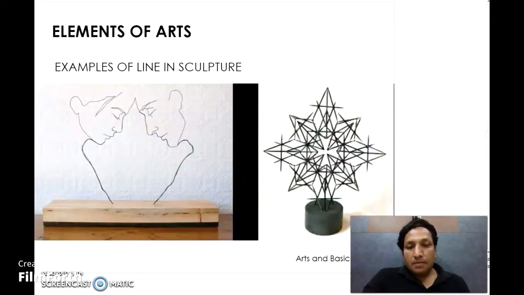Some examples in sculpture. This is a relief 2D sculpture, and this is a profile of a male and female figure. And in the second example, you can find a volume, and that is also made by the lines.